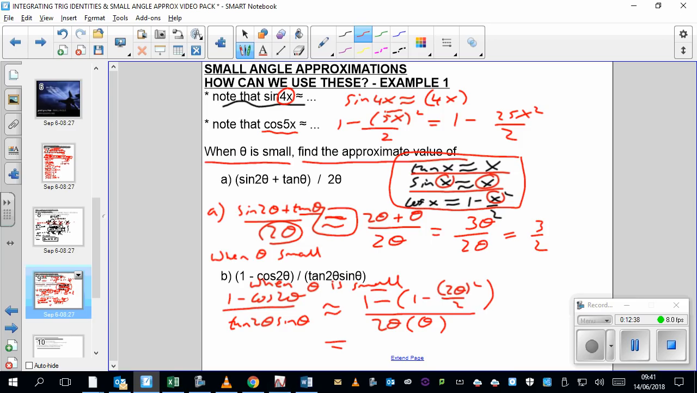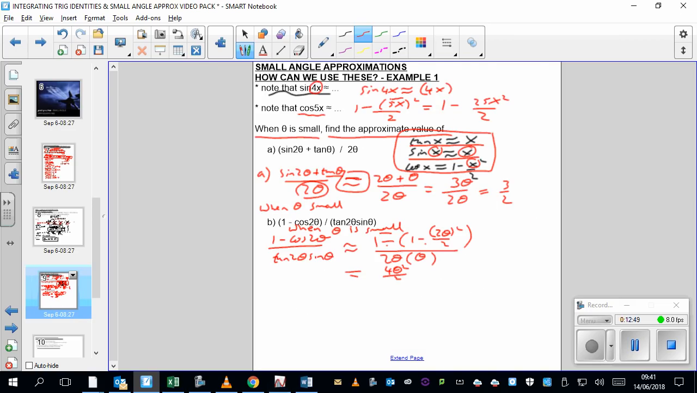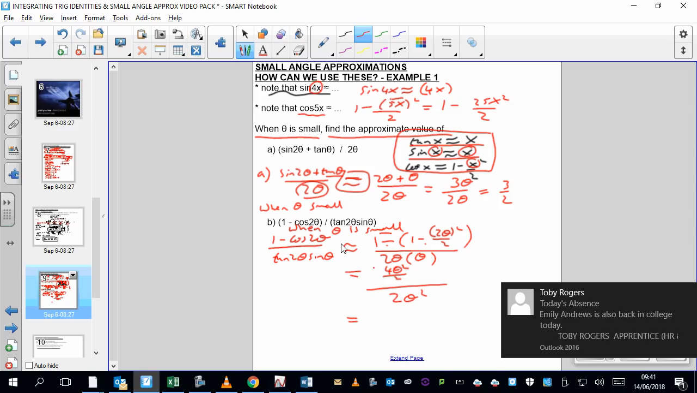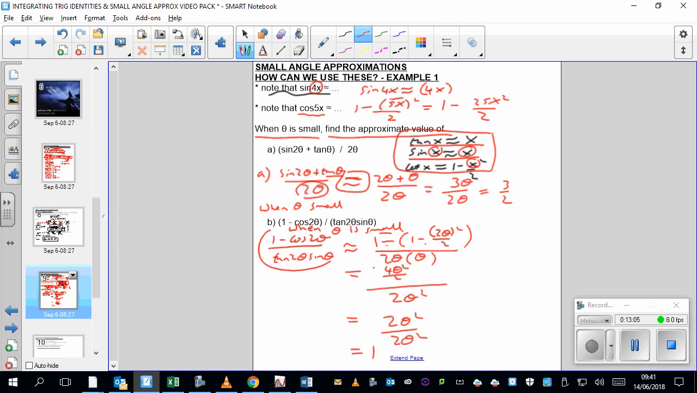So the 1 minus 1, that goes, and I've got a minus, minus, so that's plus, okay? And I've got 2 theta on the top all squared, so that's 4 theta squared over 2 on the top. And on the bottom, I've got 2 theta times theta, so that's 2 theta squared. So 4 over 2 theta squared is just 2 theta squared over 2 theta squared, which is 1. So I'm saying that this thing is approximately equal to 1. Can you see? When theta is small.